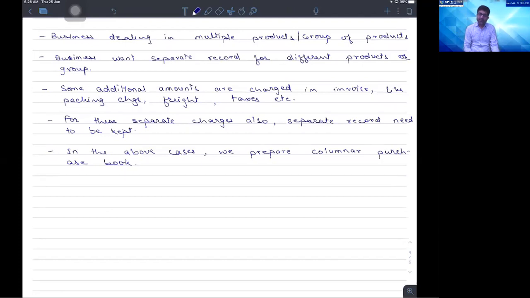So when I prepare the purchase book, in that case, I'm expected to prepare it on a columnar basis within which I'll have separate column for purchase transactions. I'll have separate column for the purchase expenses, freight, transport, etc. And I'll have the separate column for taxes. And then when I'm doing the posting, I'll be doing the posting of individual item column to the respective item debit side. All right.